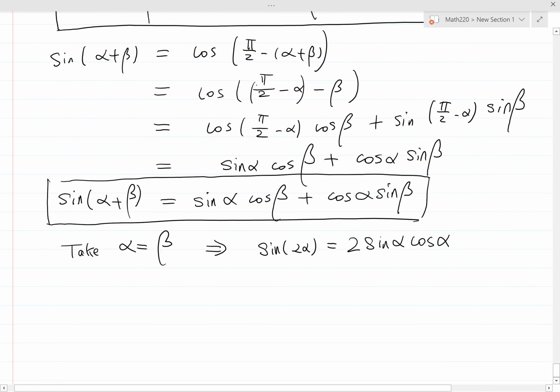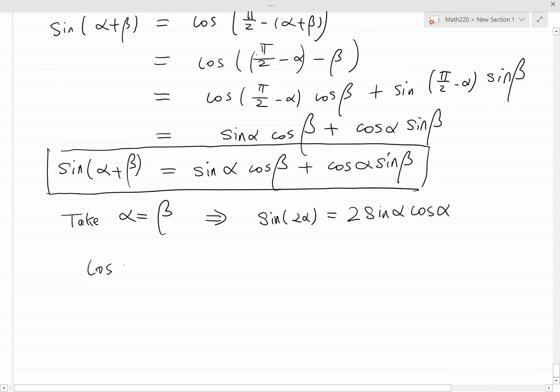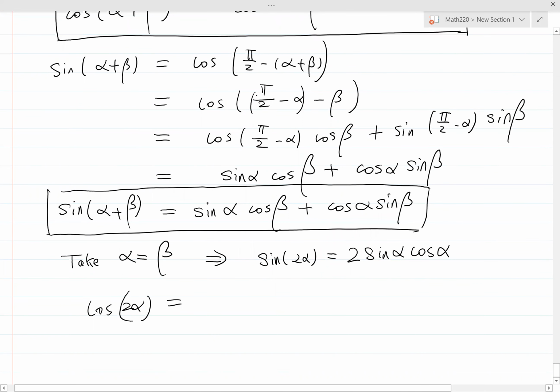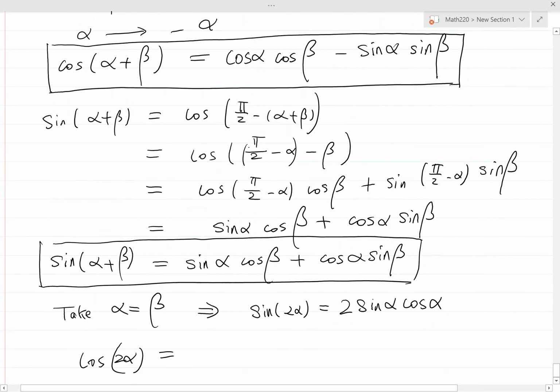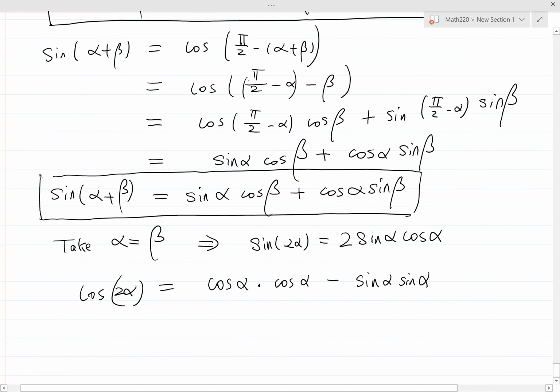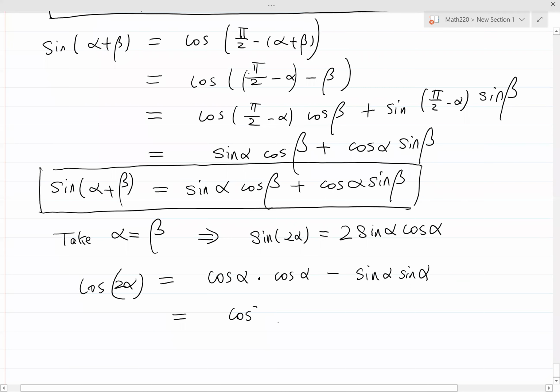Okay, double angle formula. And then similarly cosine 2 alpha. Plug in, let alpha equal to beta. So you get cosine alpha times cosine beta, and cosine beta is the same thing as cosine alpha. So this is cosine squared minus sine squared. Okay, etc. So you get a double angle formula and addition formula for cosine.